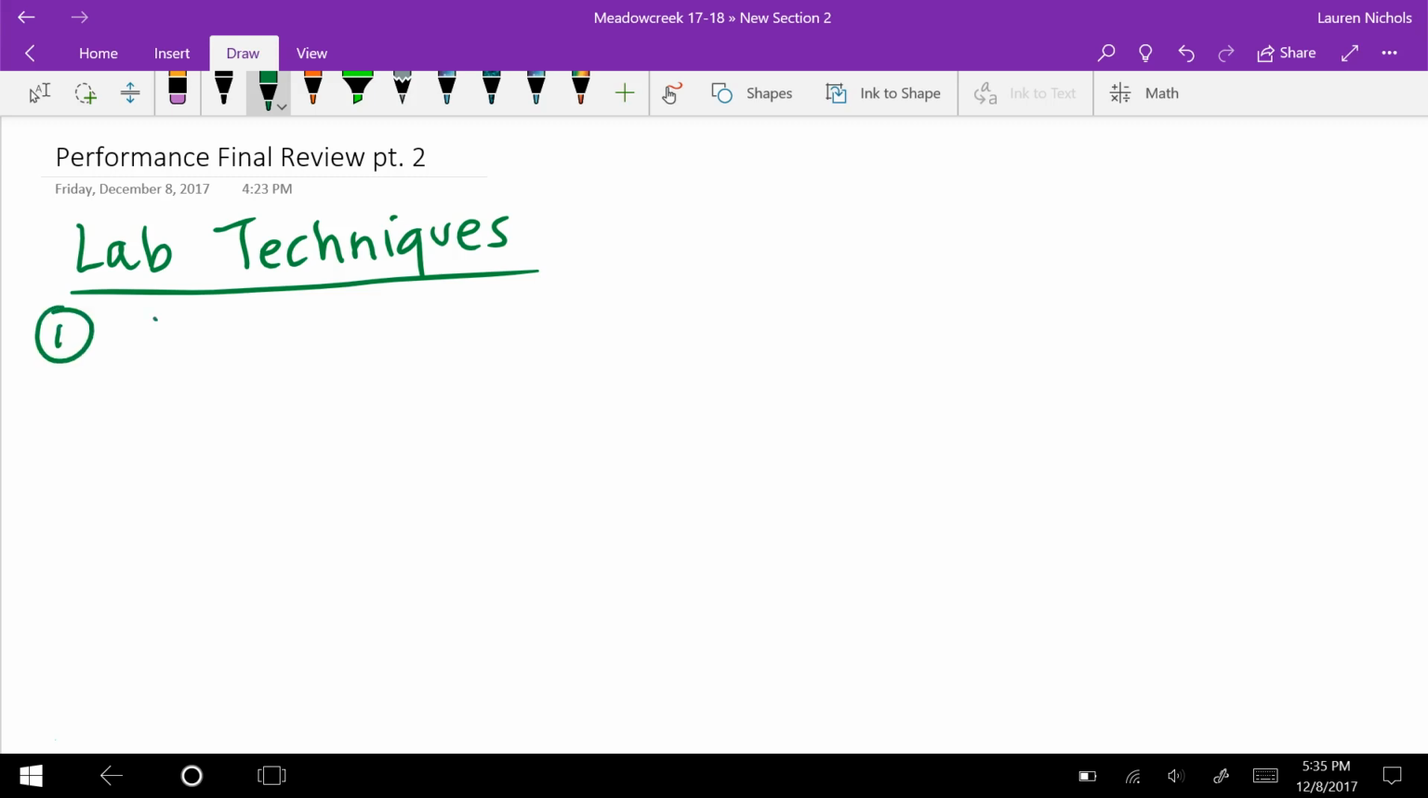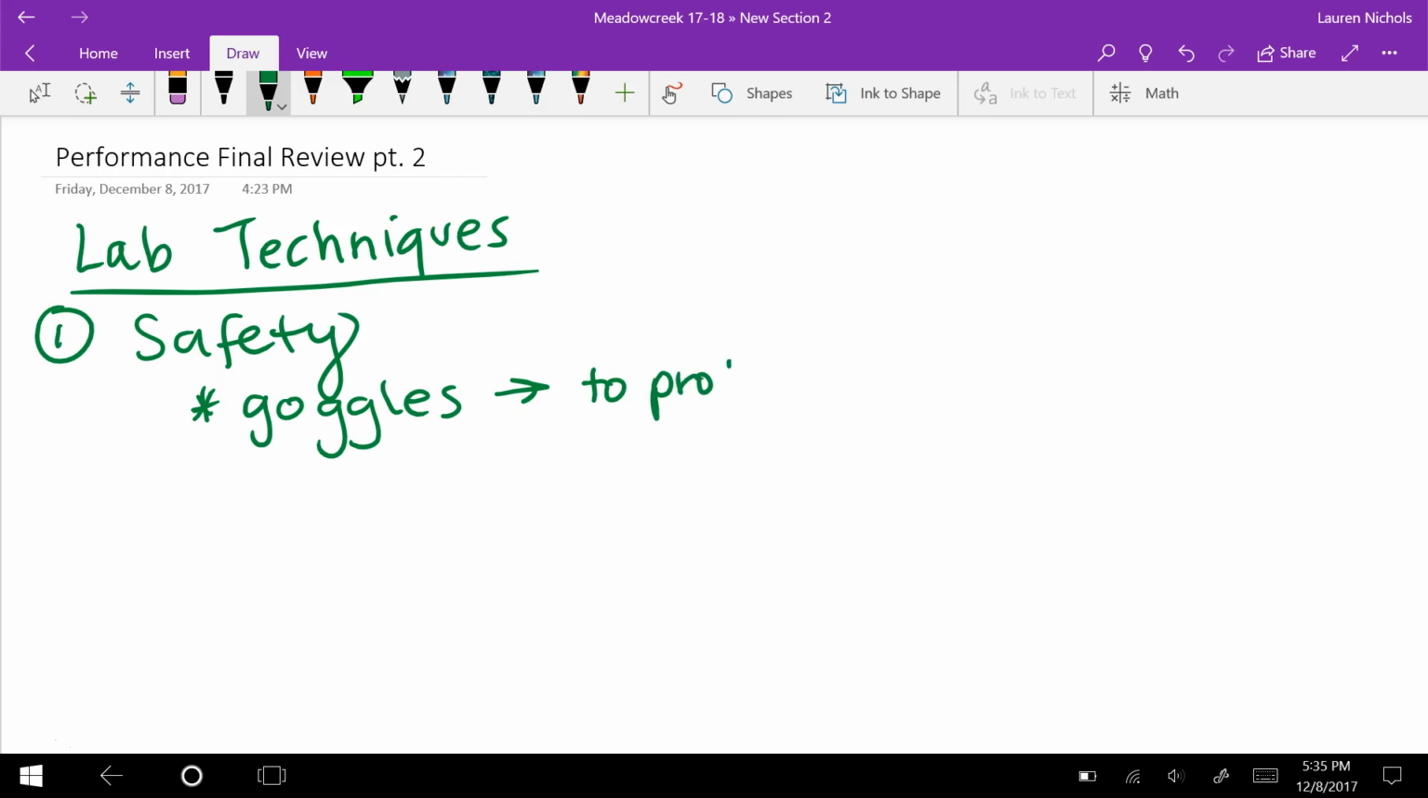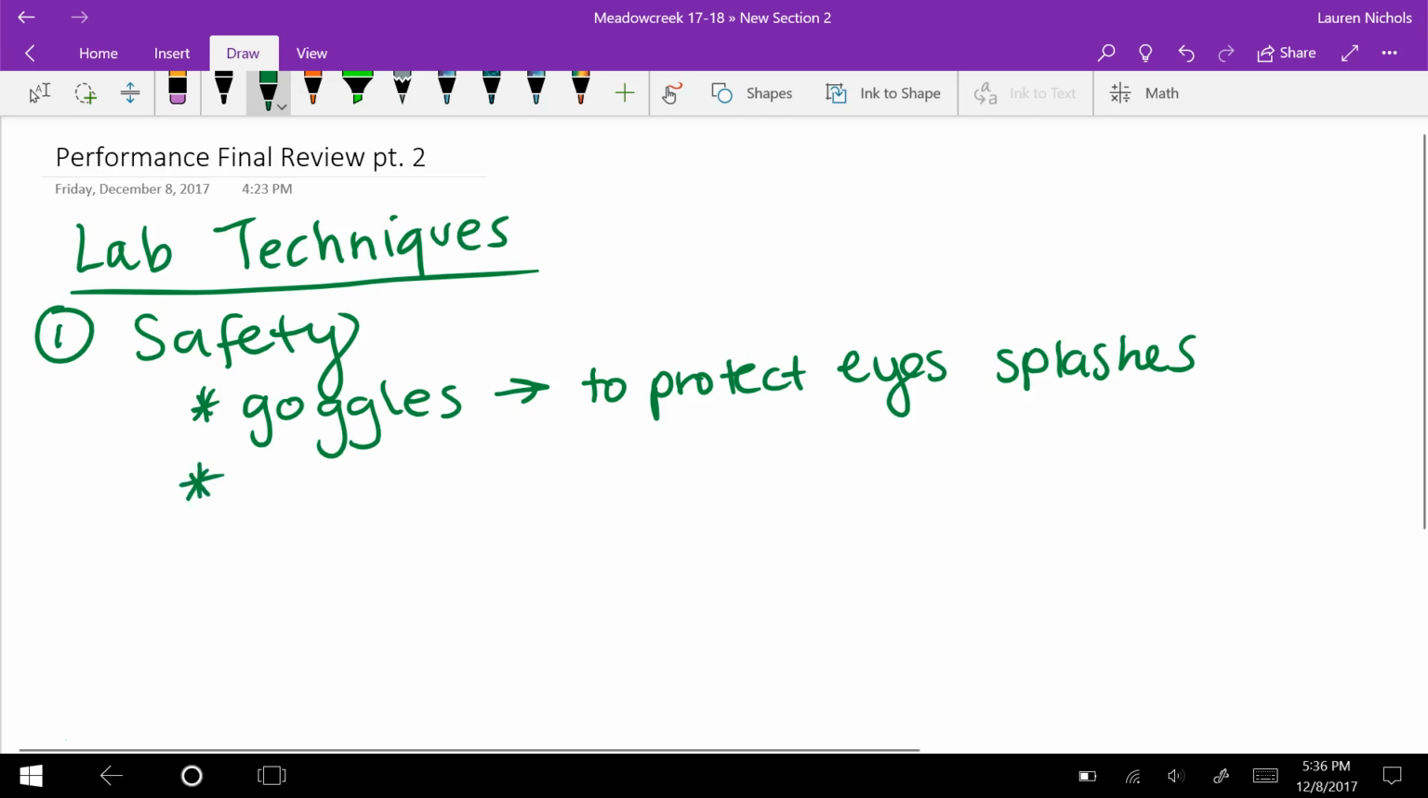For example, the first thing we always do before any lab is safety procedures. So one of the big things is we know that goggles have to be worn, and we do this to protect our eyes from splashes. Now remember, it is only cool to be a pirate at Halloween. You do not want to wear an eye patch for the rest of your life.